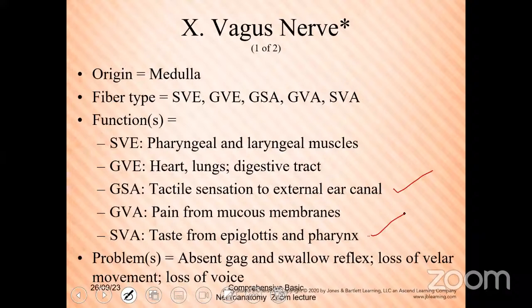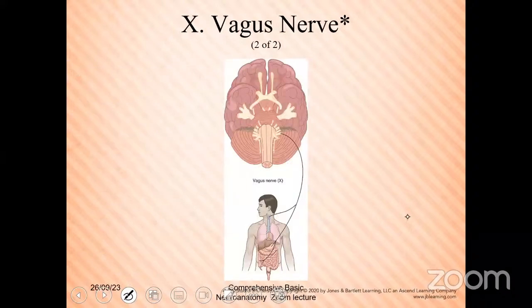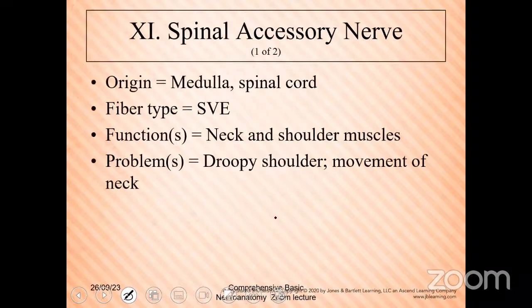Absent gag and swallow reflex, loss of velar movement, and loss of voice. These are the features of vagus nerve dysfunction. You can see the vagus nerve, how it originates from the brainstem and goes to the abdominal organs and heart. It's a very big nerve that's supplying most of the abdominal organs.